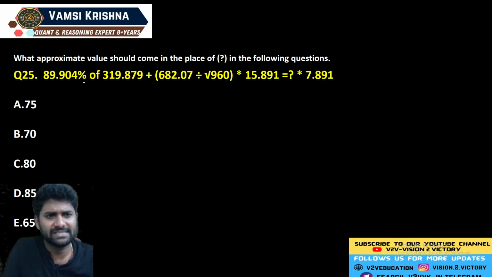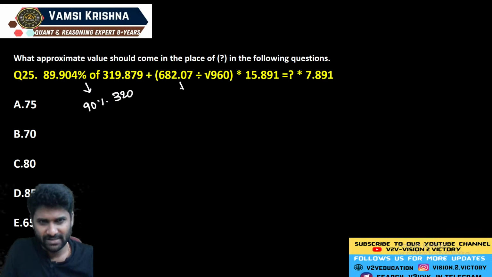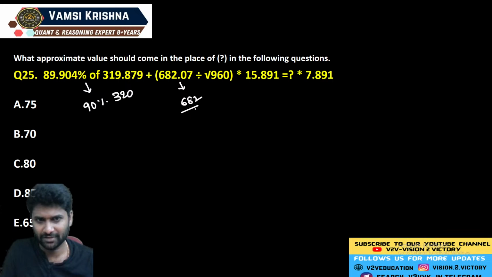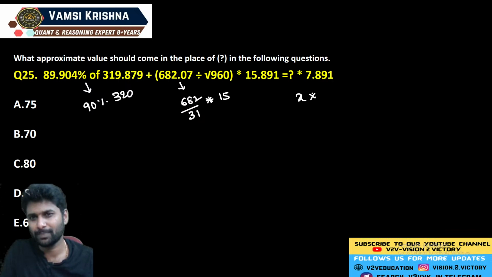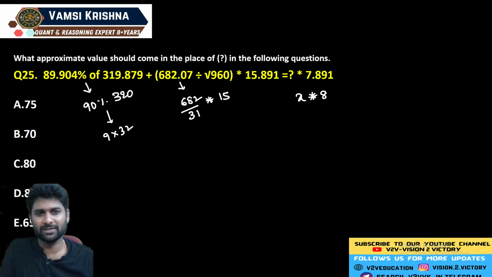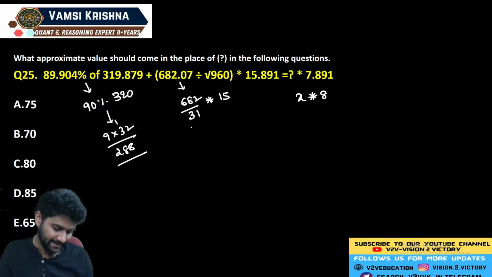See the next one. It's 89.99 percentage. Take 90 percentage of 320. The value is 682. And you already know that 960, guys, means the value of 31 squared, again multiplied by 15, which is exactly equal to x multiplied by 8. Now go through the simplification here. So 9 is multiplied by 32, you will get 288.